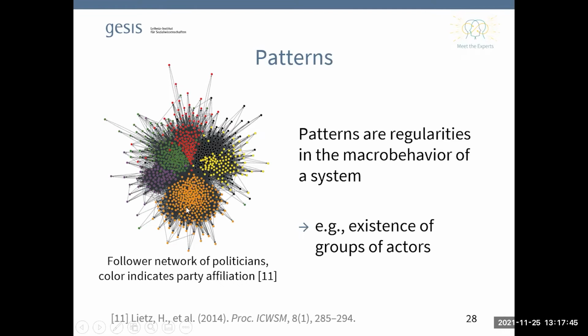And the color in this example is party affiliation, because the nodes are politicians, and this is a follower network. So there's much homophily, because usually people from one party follow each other, or politicians from one party follow each other to know what people in their own party talk about.